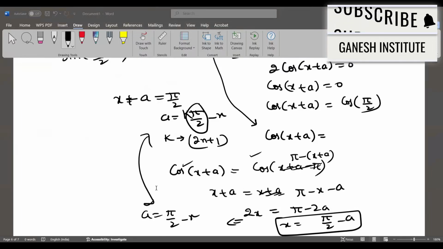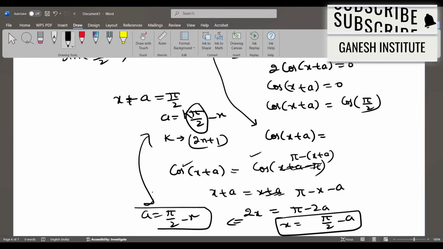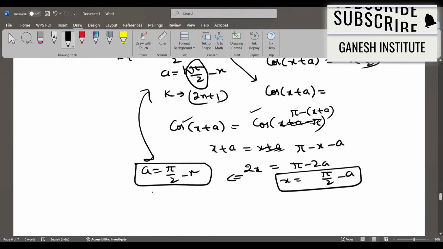Yeah. What else? So then the answer is just x equals pi by 2 minus a. So I need to find out a. So a is pi by 2 minus x. And you will say that, assume that this is k. k is the odd power.